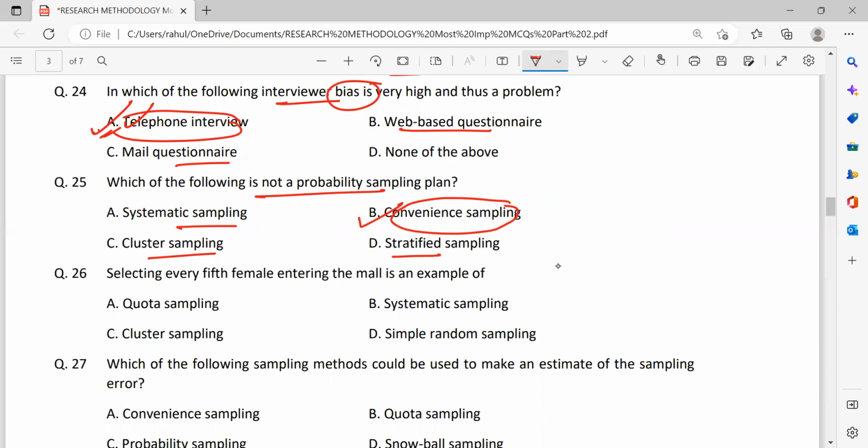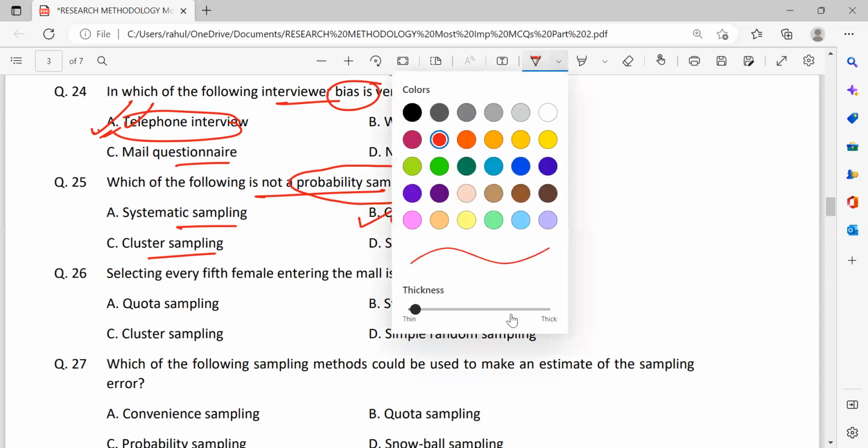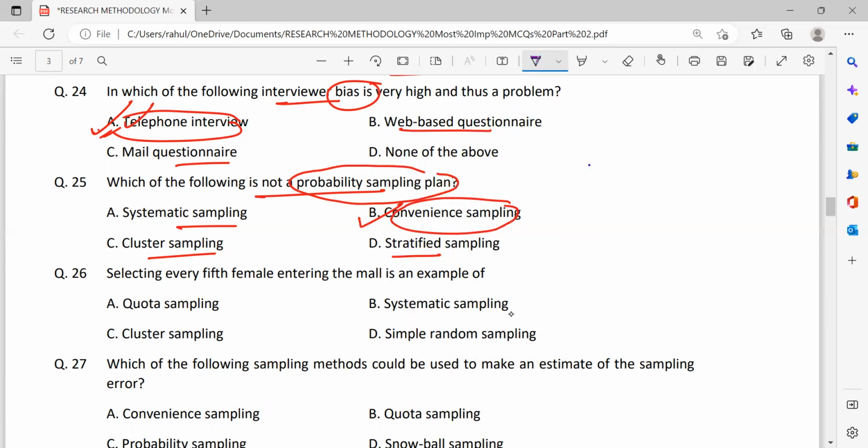Now you must know what a probability sampling plan is and what a non-probability sampling plan is, because it is a very important concept for any research methodology questions. So basically, on a broad category, if we are going to see the types of probability, then the probability sampling plan is also called random sampling, right?